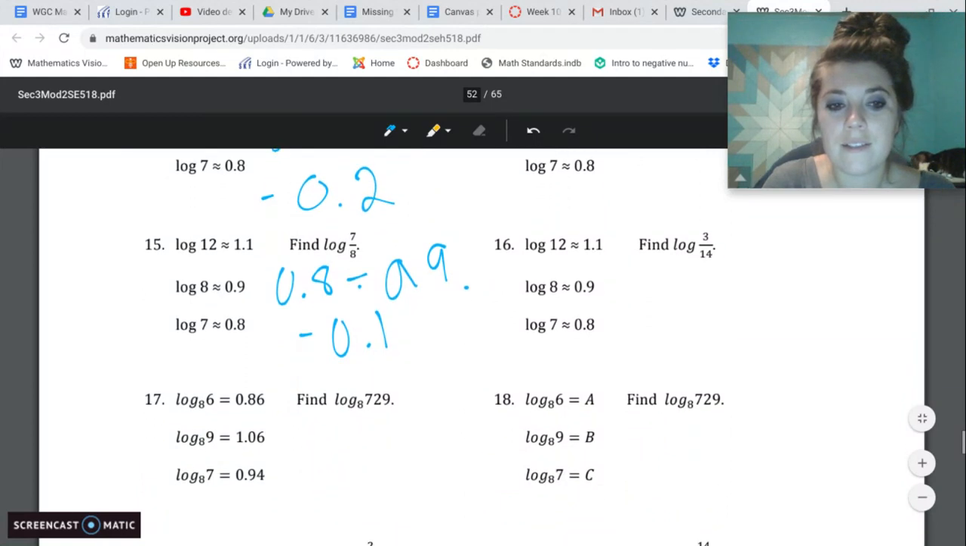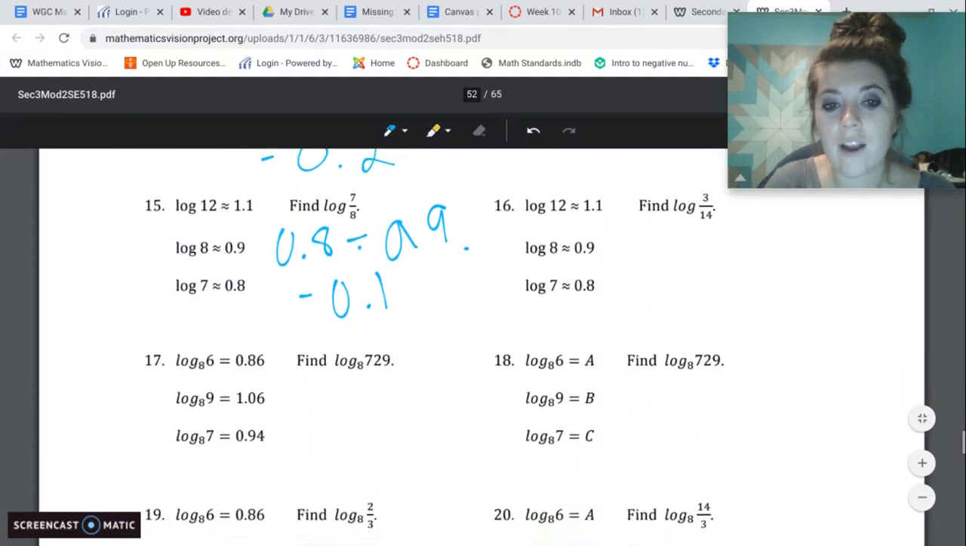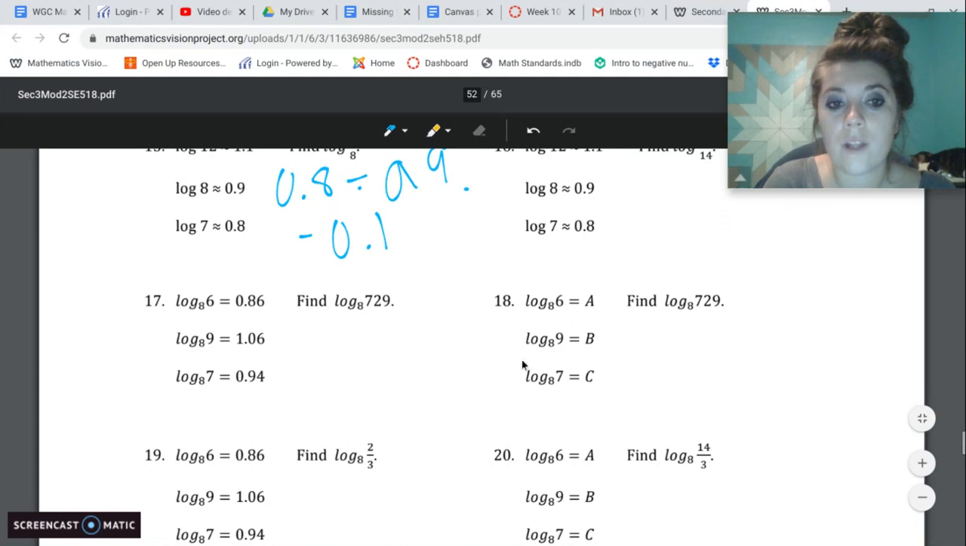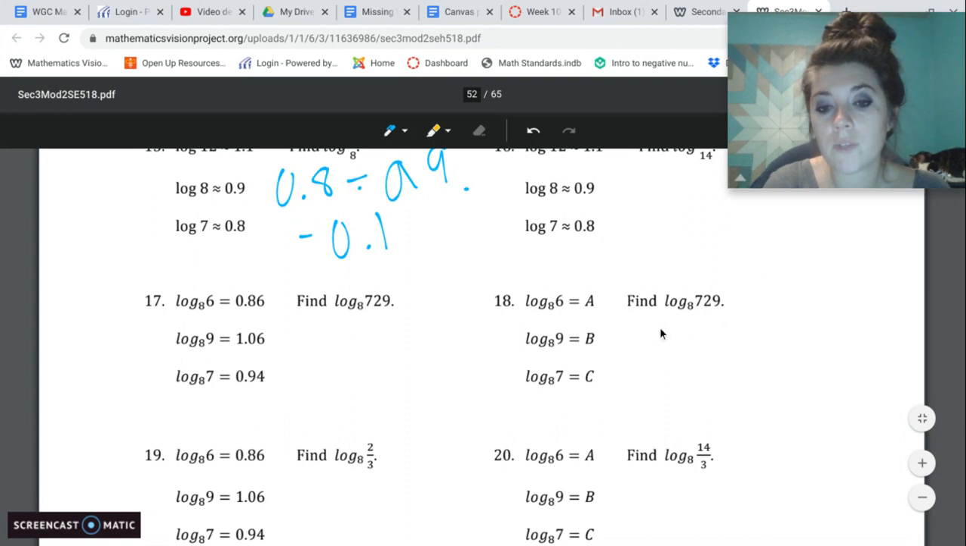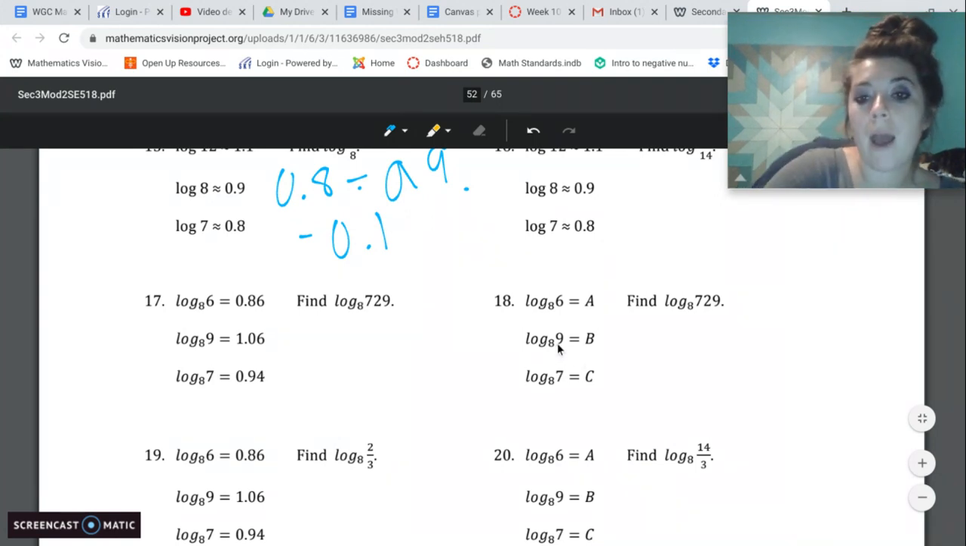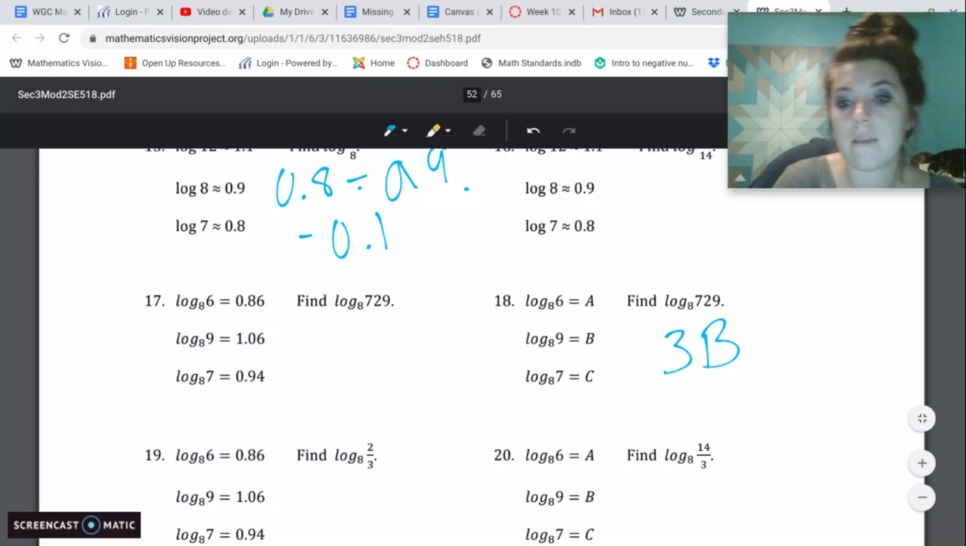All right, so that is what you guys are looking at here, obviously on ones like these. So these are a little different, figuring out what we need to do to get this log base 8 of 729. So these are all log bases, but we need to figure out which one we can get an exponent for to get us, so 9 to some power, 6 to some power, 7 to some power, to give us 729. The only one that will get us 729 is 9 to the third power. So our answer would be 3b.